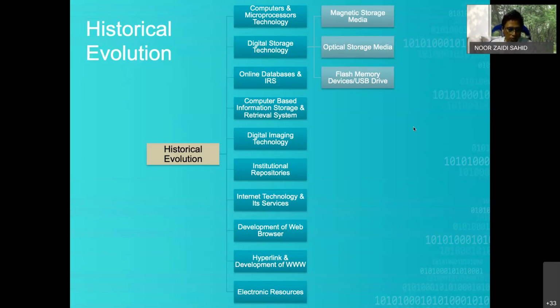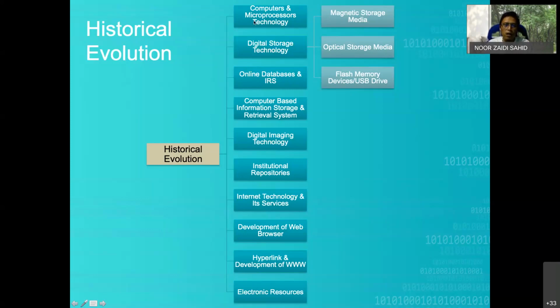Okay, next, online databases and IRS. IRS is information retrieval system. Online databases and their retrieval system. This also has its own history. And next, digital storage technology. We know it has magnetic storage media, optical storage media, flash memory devices, USB drives, and currently what we use widely is the cloud, cloud storage from cloud computing itself. It also has its own history.